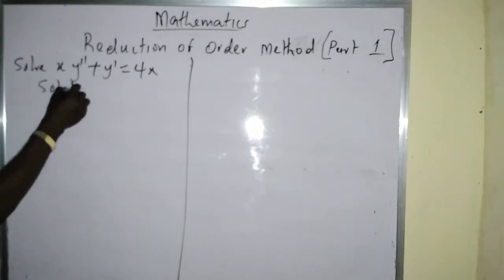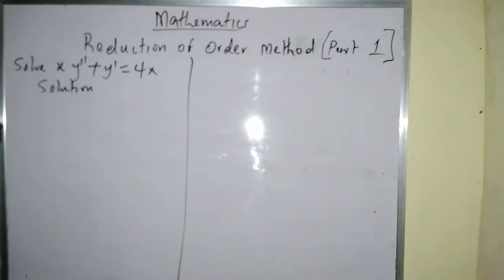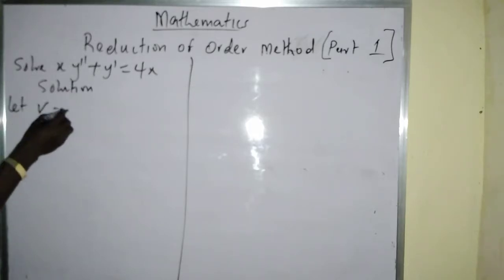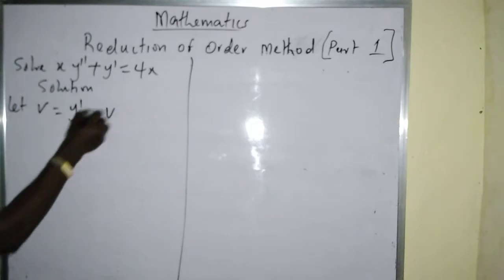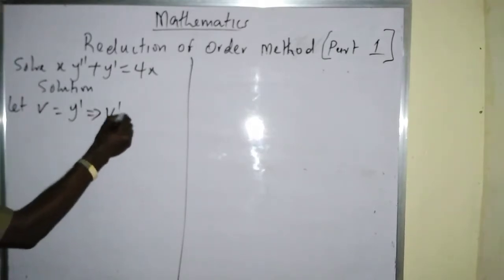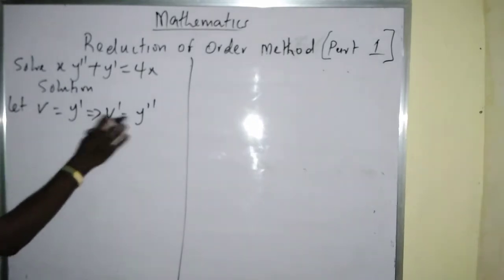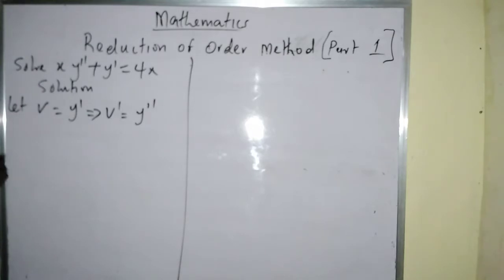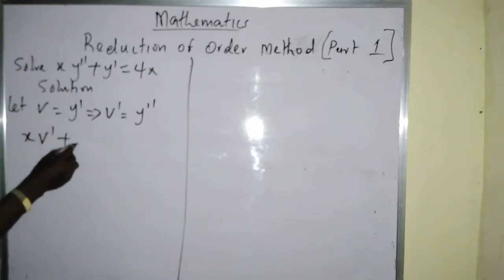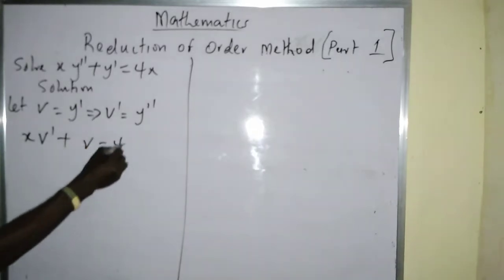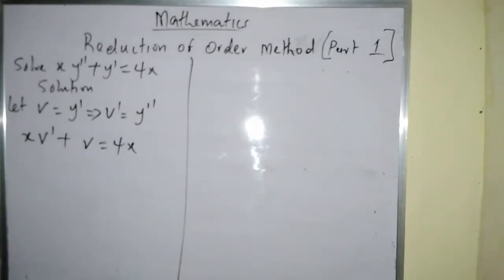Solution to this problem. What I will do is let v equal y prime, and v prime equals y double prime. Since I have this for this and also this for this, I will come back to my equation and put those in. What I will have is x v prime plus v equals 4x. Since I have that, I can now solve my problem.